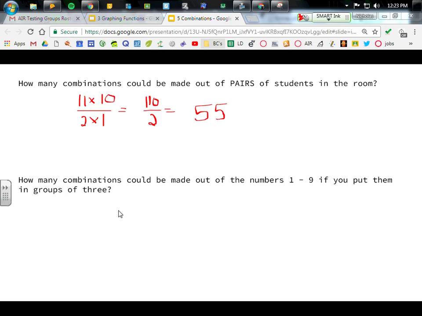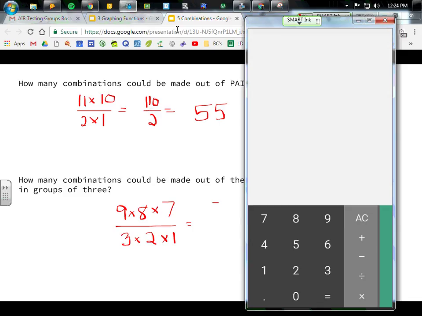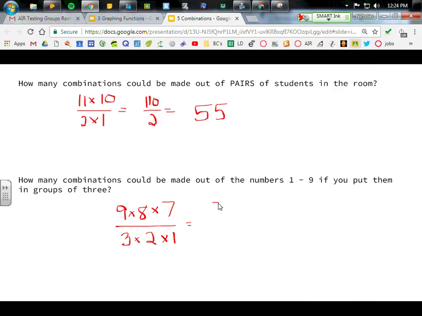Okay, so I begin with my largest permutation, which would be 9 times 8 times 7. Divide that by my smallest permutation, which would be 3 times 2 times 1. All right, so 9 times 8 times 7, let's figure that out. 9 times 8 times 7 is 504. That's what I thought it was, just for the record.